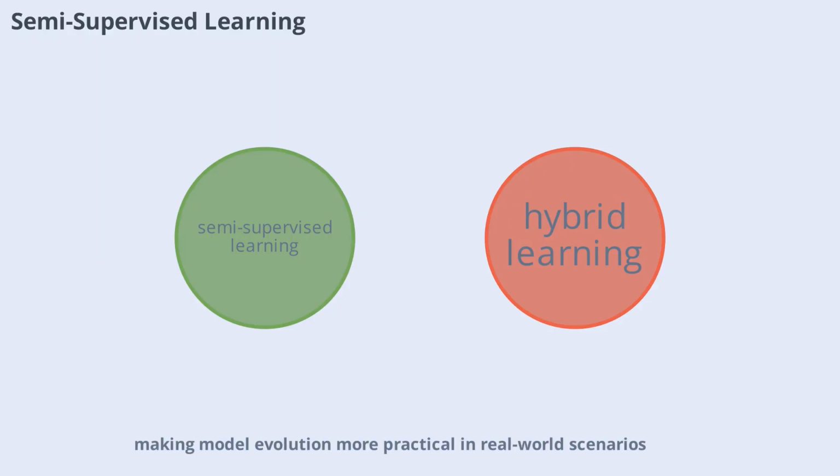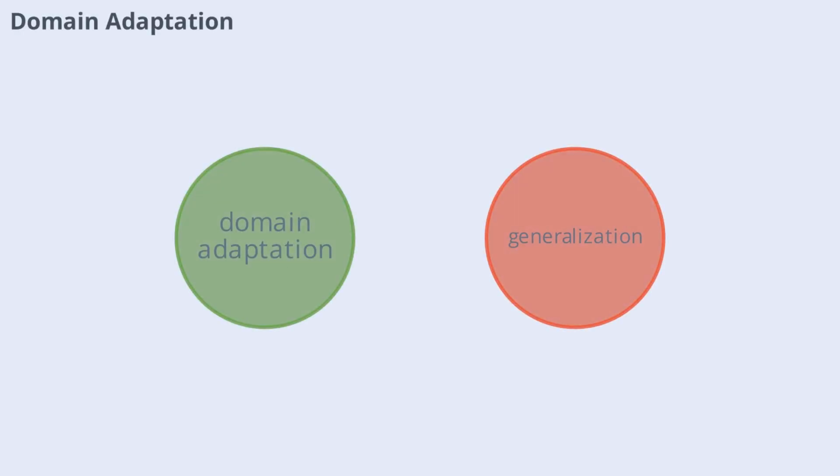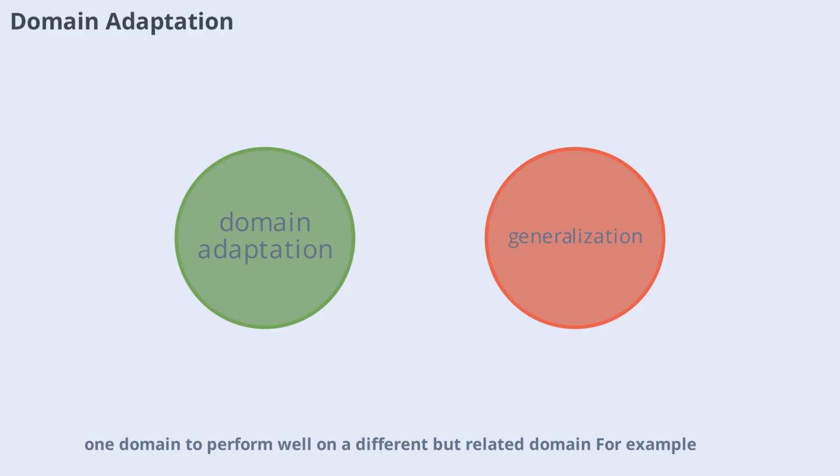Domain adaptation is a technique that allows models trained on one domain to perform well on a different but related domain. For example, a model trained on photos from one country can be adapted to work with photos from another country. Domain adaptation techniques help models generalize better and reduce the need for extensive retraining, making them more versatile and robust.